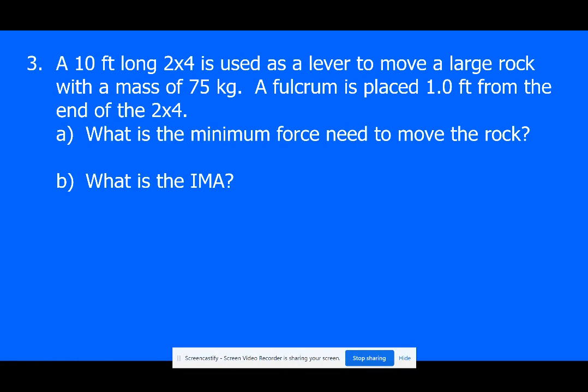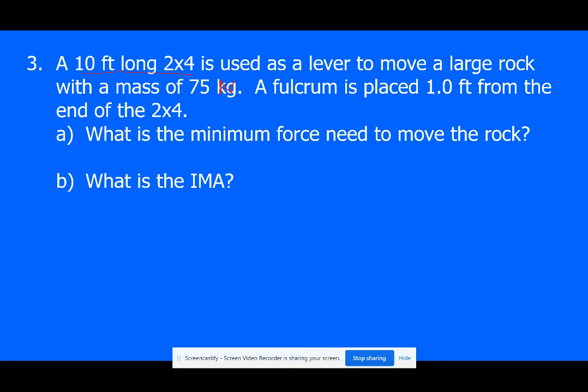Let's try another one. What's the force needed to move the rock? We've got a 10-foot long 2x4 being used as a lever to move a rock. The rock has, we're going to say, a load force of 75 newtons instead of a mass in kilograms. If a fulcrum is placed 1 foot from the end, what's the minimum force needed to move the rock?